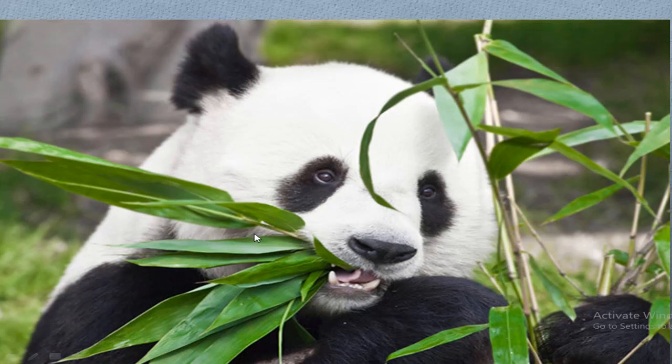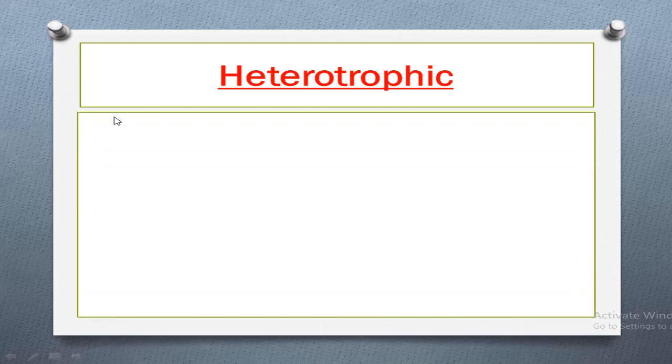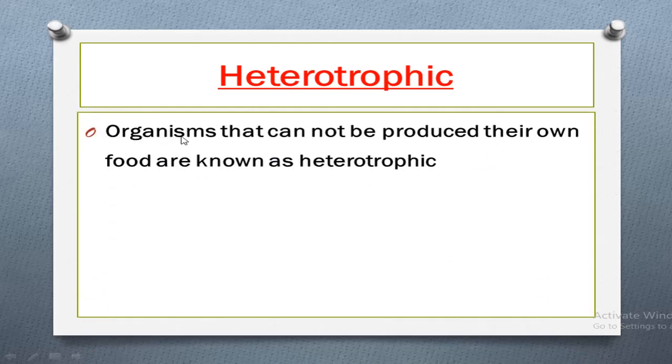Plant belongs to the autotrophic, animal belongs to the heterotrophic. Then we will go to learn about what is the heterotrophic. Heterotrophic means organisms that cannot produce their own food are known as heterotrophic organisms.